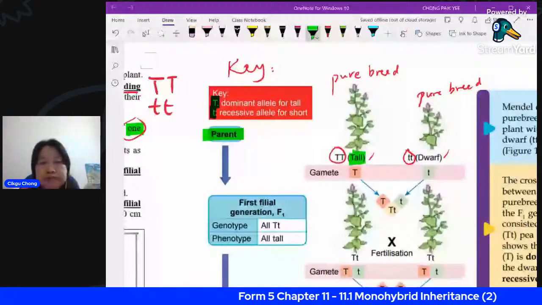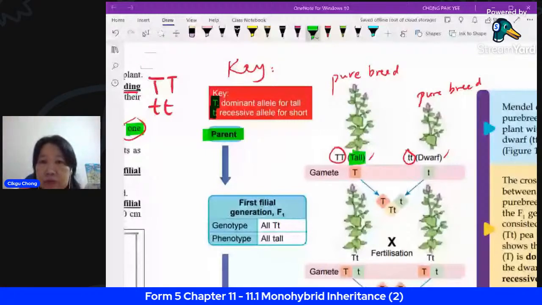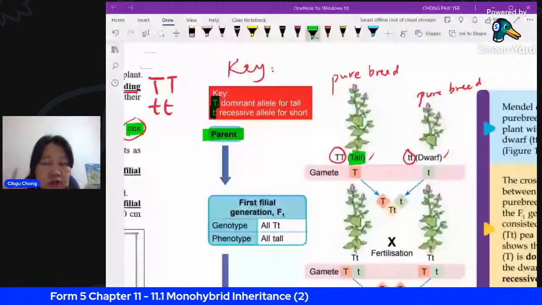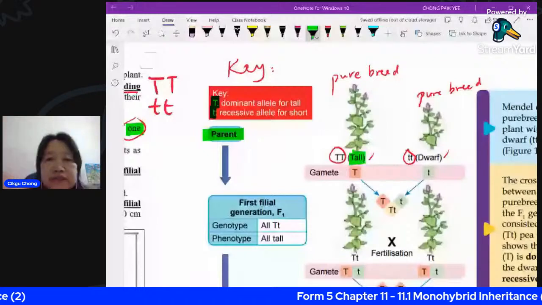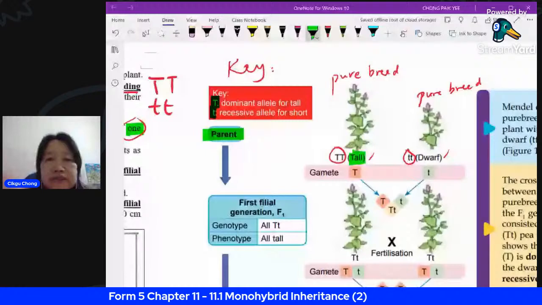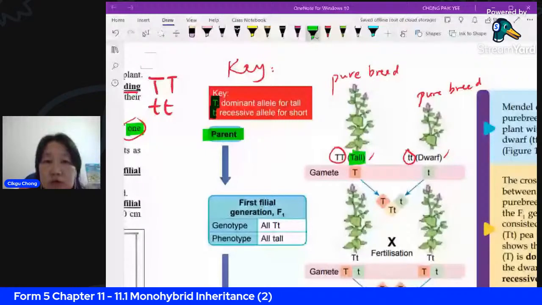And for the pure breed that is short or dwarf, he also used pure breed. So it must also be small t, because there is no mix of the tall allele there. So this is also homozygous.